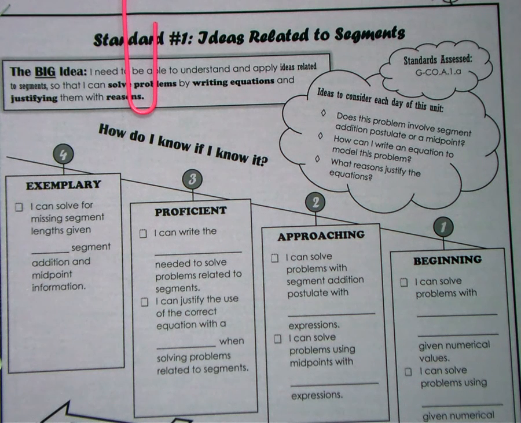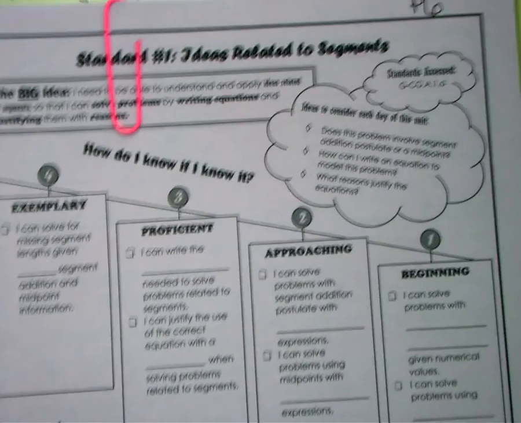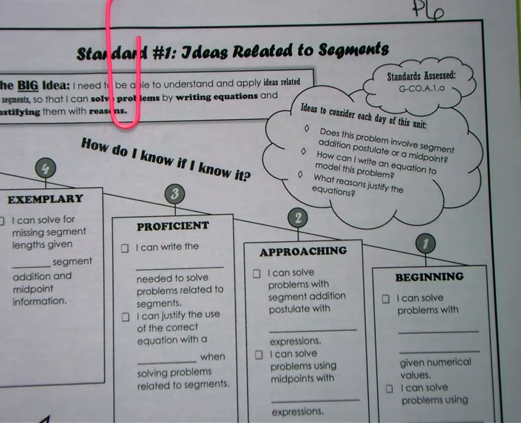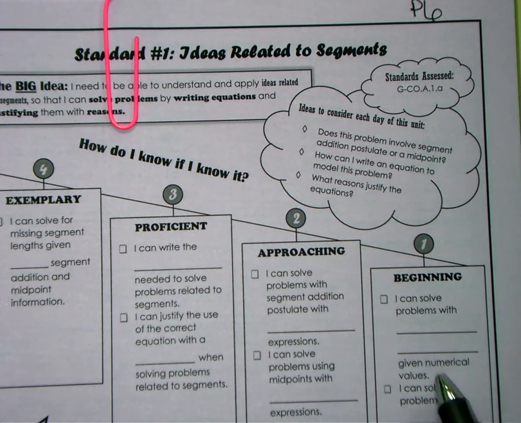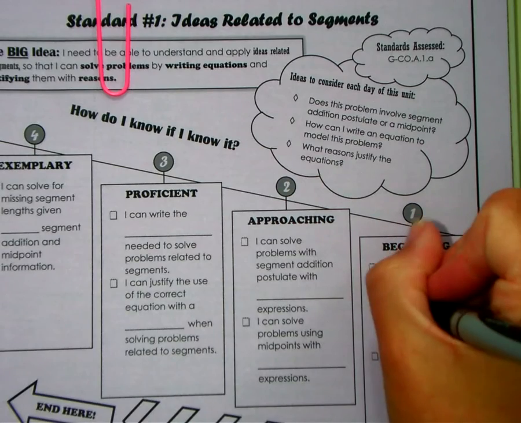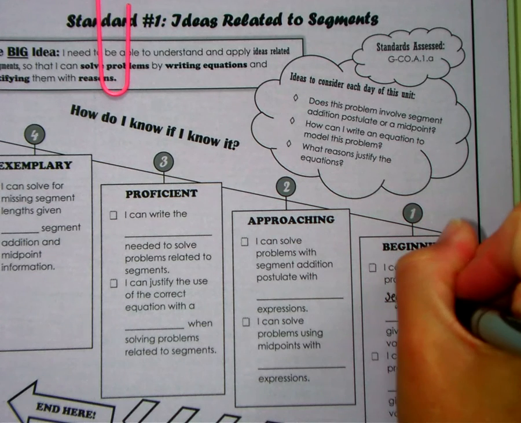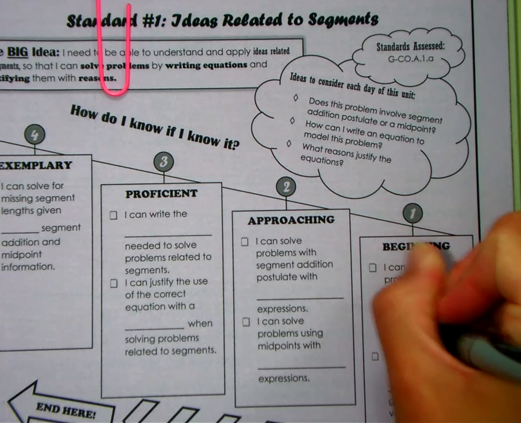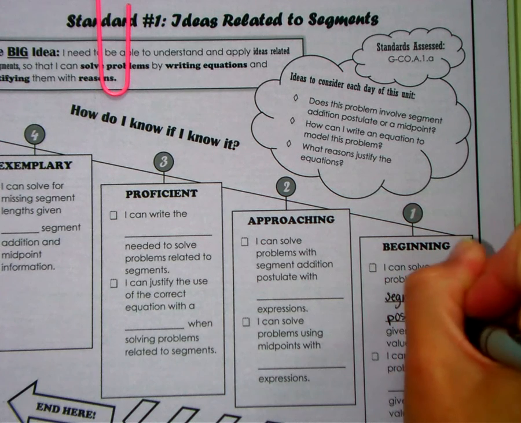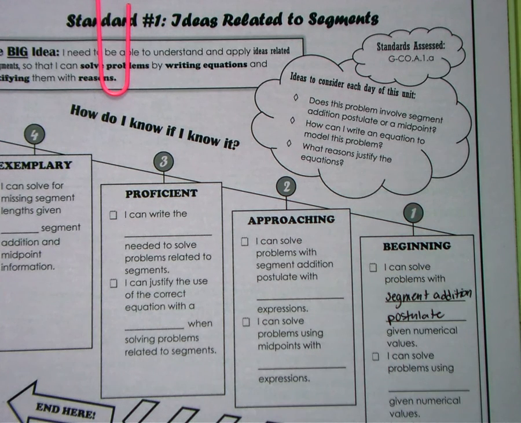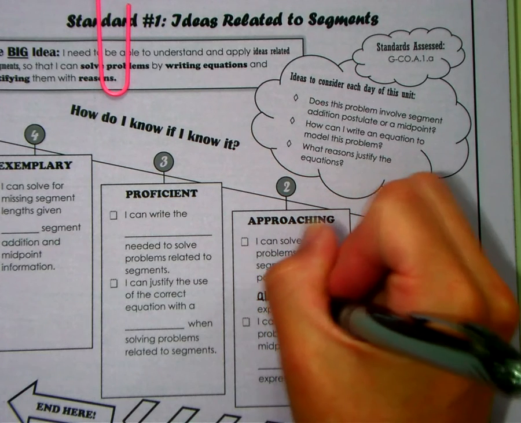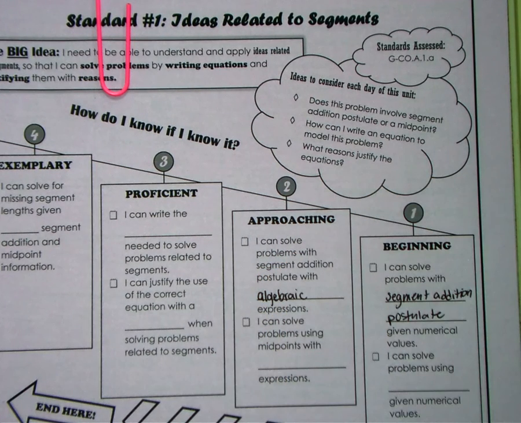We're going to quickly go through our lesson for today using just level 1 and level 2, the first part. We're going to be doing segment addition postulate with just numerical values, and then we'll also jump over and do segment addition postulate with algebraic expressions.